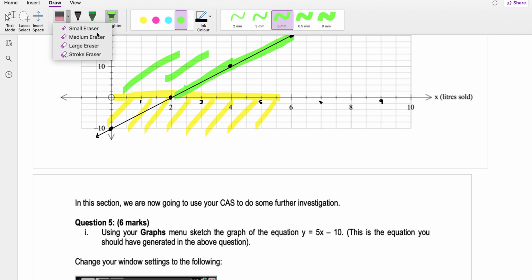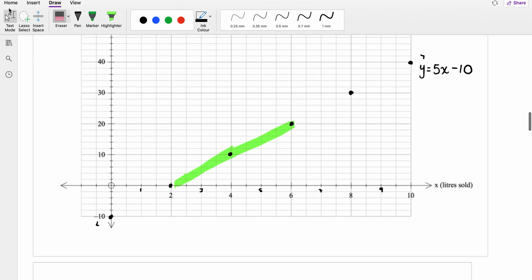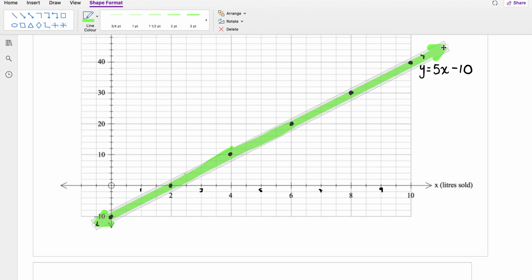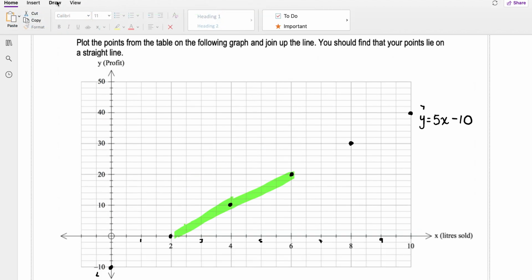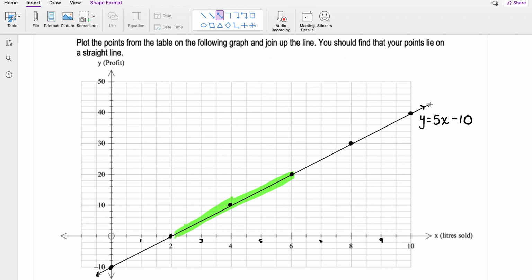Before, I should have done this differently. My line is gone. I'm going to draw it again. Insert. This time I'm going to do it properly. Disaster. There you go. We got it.